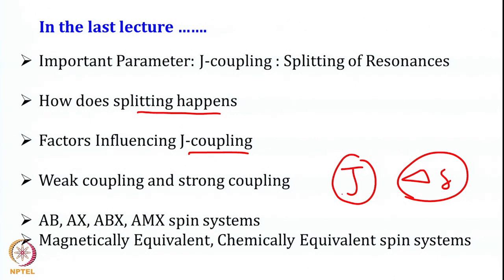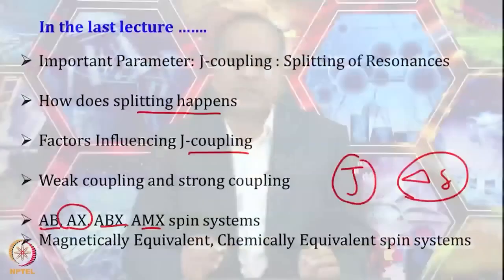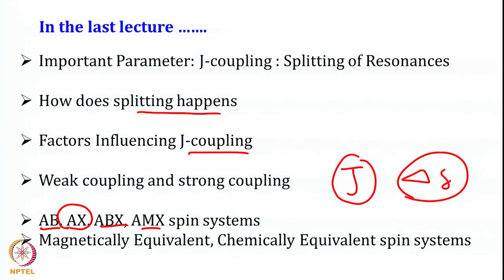Then we went ahead and looked at the various spin systems such as the AB spin system, AX spin system, ABX spin system and AMX spin system. These spin systems are based on how far apart or how closely they are resonating. AB means A and B have quite close resonance frequencies, whereas in AX, the A resonance frequency is far from X. In these cases, these are weakly coupled systems because in AX the chemical shift difference is quite large.